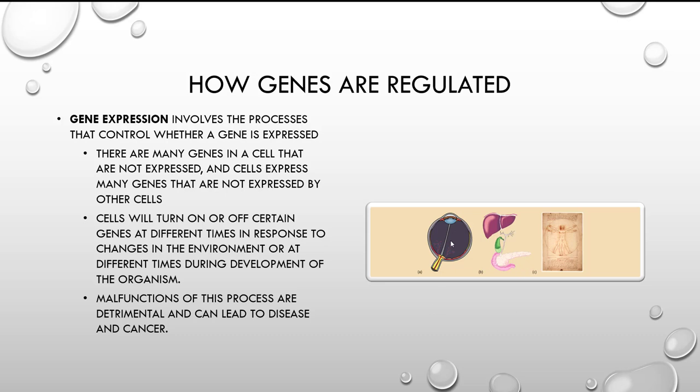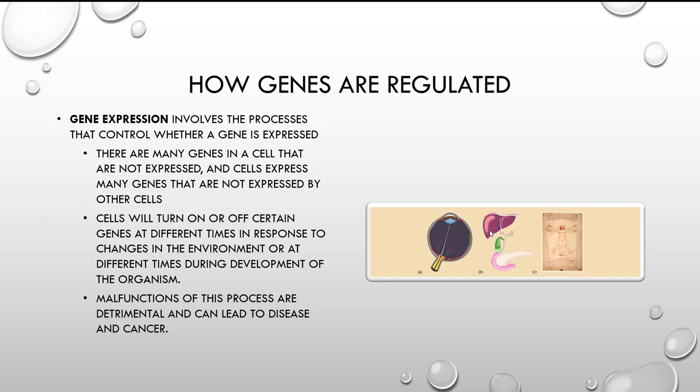For example, the eyes have cells that express genes that only eye cells express, and the liver expresses genes that only liver cells express. So how does that happen? Well, the cell will turn on or off certain genes. And what's really interesting is that some of these genes will turn on at different times in response to a change in the environment.